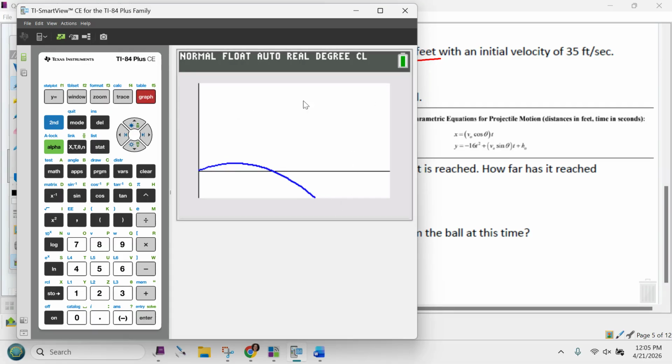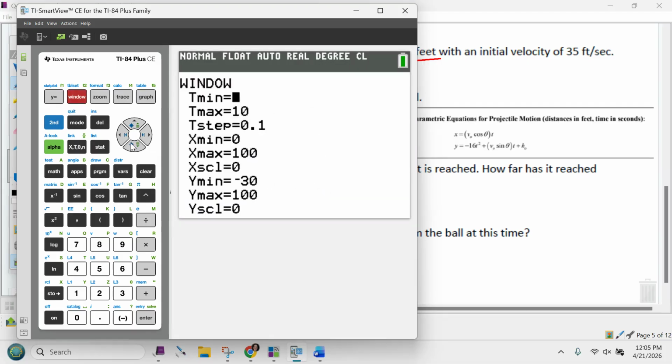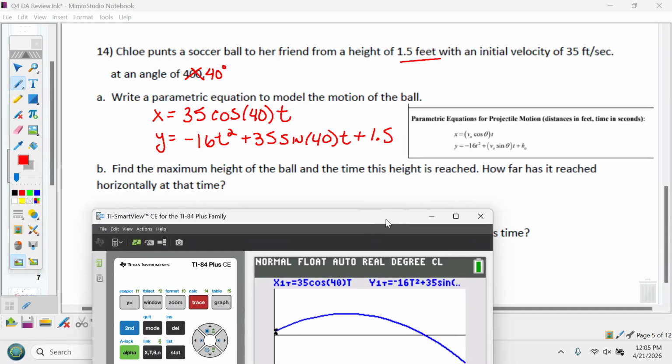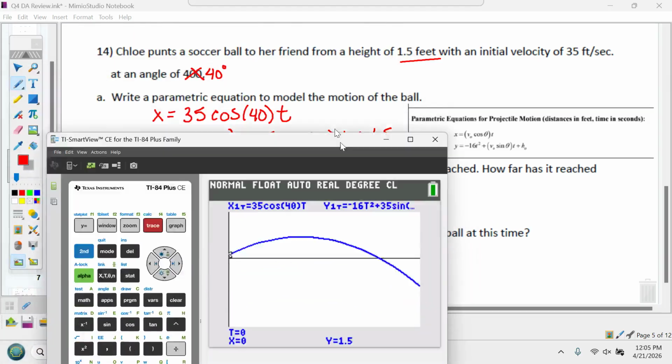Okay, so I've got all this extra white space. It's fine. We could make the window shorter so that we don't have all that extra white space. Well, now it looks okay. It doesn't matter as long as you can see the entire path of the ball. And we're going to press the trace button. And the first question says, find the maximum height, the time it is reached, and how far horizontally.